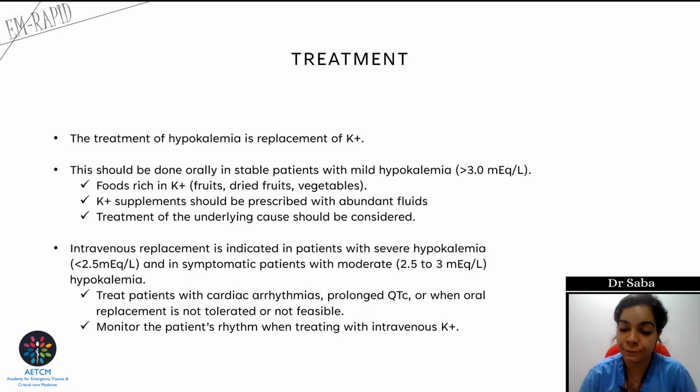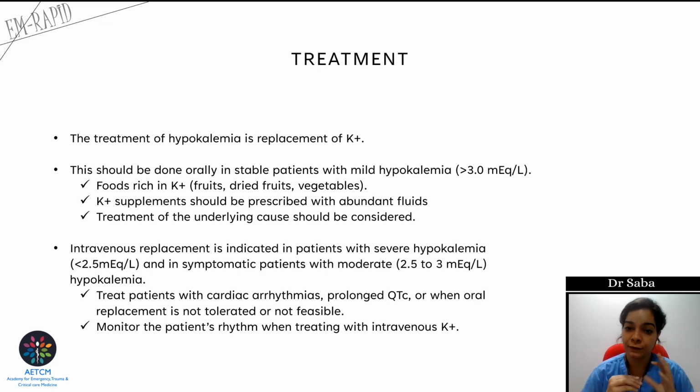Now, once we have identified hypokalemia and diagnosed a patient with it and also found the etiology behind hypokalemia, then treatment is very simple. It is just replacement of potassium levels. And this should be done orally in stable patients with mild hypokalemia, that is potassium levels more than 3 milliequivalents per liter. And patients should be encouraged to have food which is rich in potassium, that is fruits, dry fruits, vegetables, and potassium supplements also have to be prescribed with adequate fluids. And what next? We just treat the underlying cause.